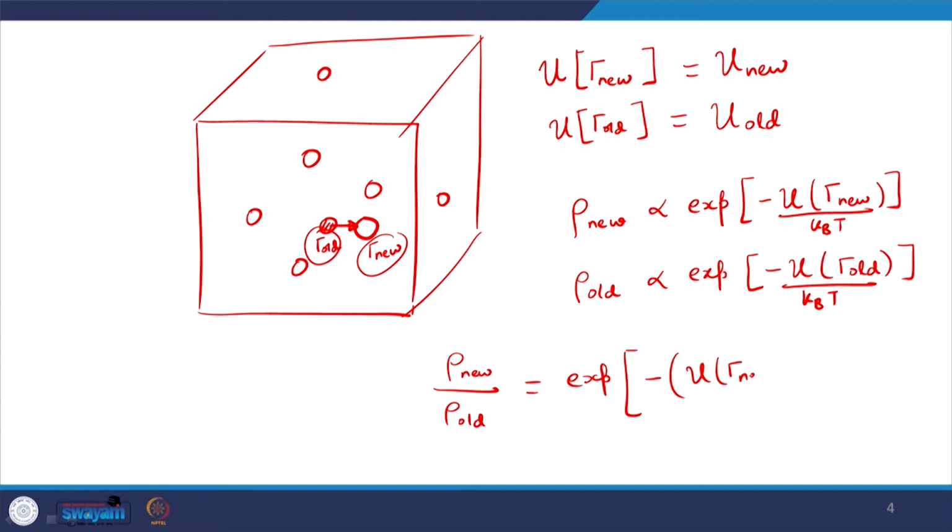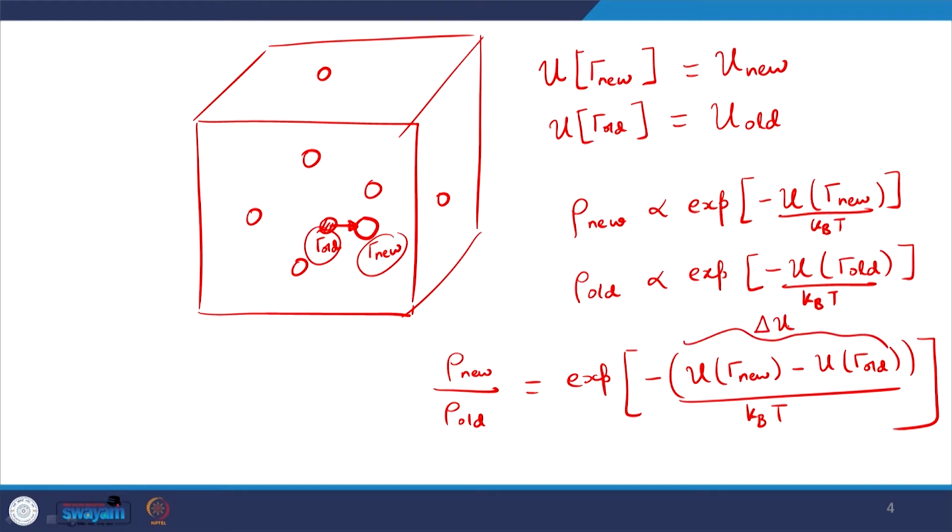u gamma nu minus u gamma old divided by kBt. You can represent this quantity as some delta u, that is the energy change from the old state to the new state. This is going to be exponential of minus delta u by kBt.